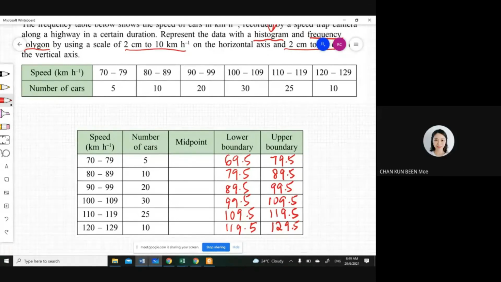Okay. So still remember how to get the midpoint? Midpoint is the lower limit plus the upper limit divided by 2. 70 plus 79 divided by 2. How much is it? 74.5. Very good, 74.5. So we finish up everything. This is 84.5, 94.5, 104.5, 114.5, 124.5. Okay, so we have done the table already.